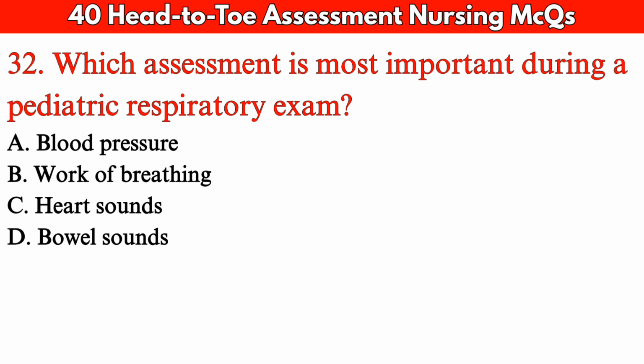Which assessment is most important during a pediatric respiratory exam? A. Blood pressure, B. Work of breathing, C. Heart sounds, D. Bowel sounds. Correct answer B. Work of breathing. In children, respiratory deterioration can occur rapidly. Work of breathing, including nasal flaring, grunting, retractions, and use of accessory muscles, is the earliest and most sensitive sign of respiratory distress. Blood pressure changes occur late, and heart or bowel sounds do not directly reflect respiratory effort.